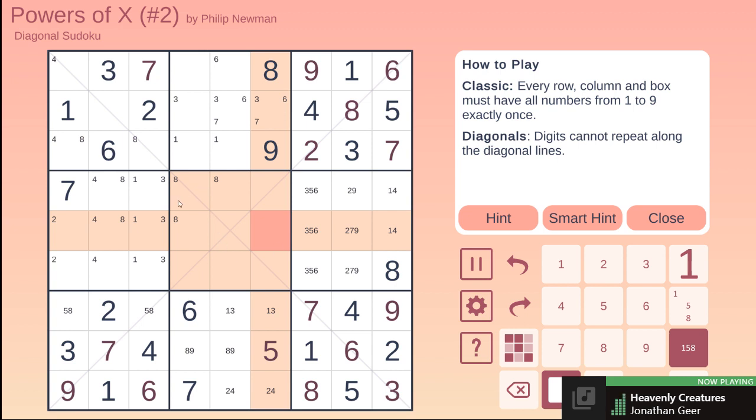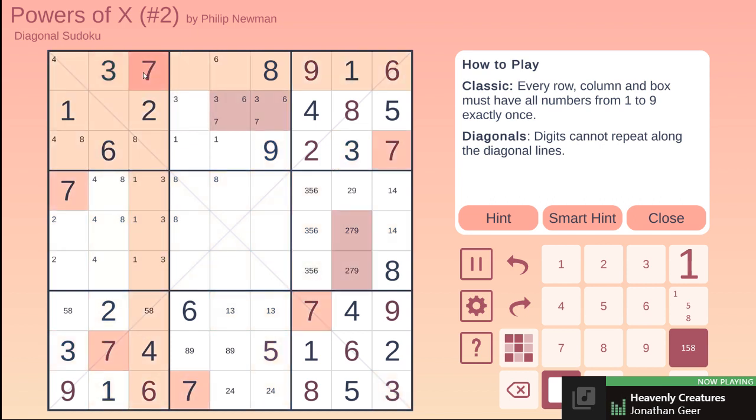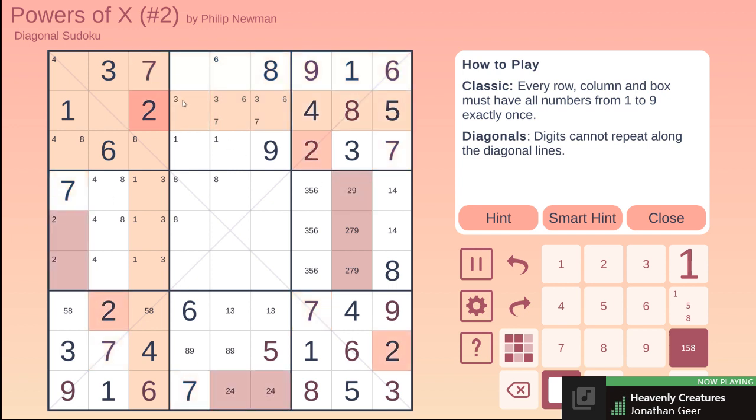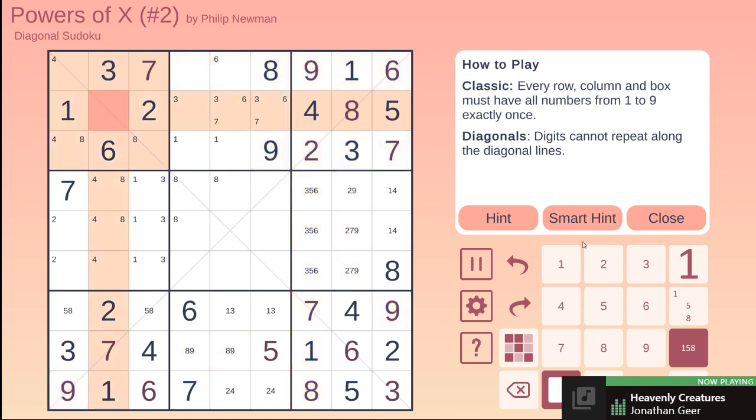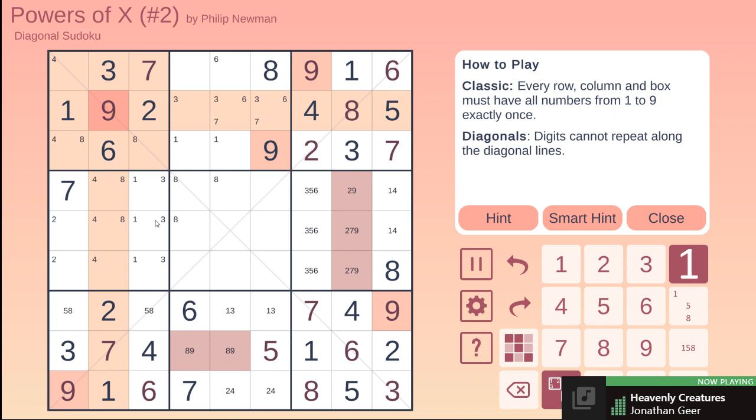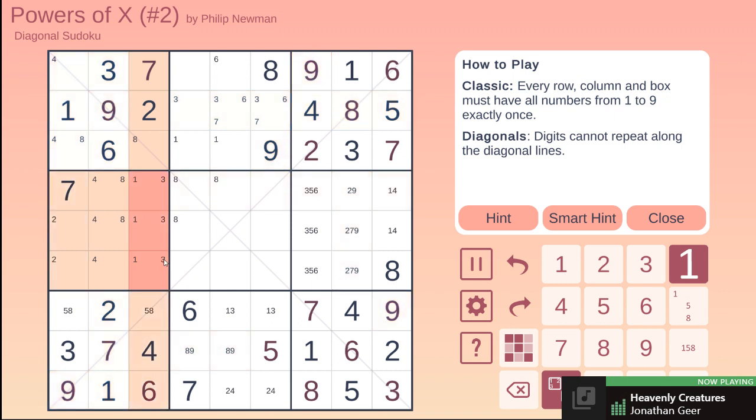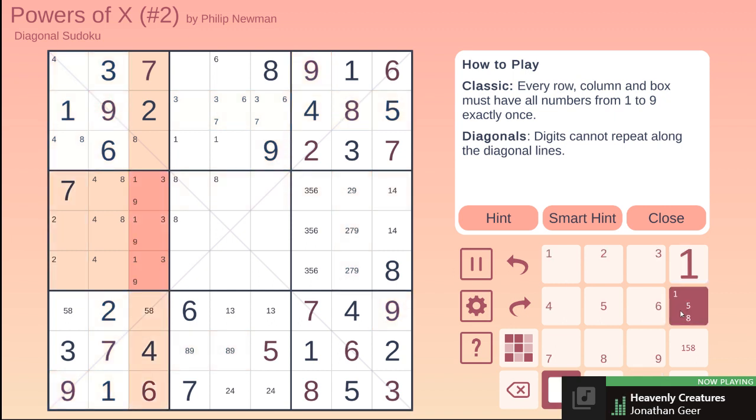Okay. What else is going on? We've basically already dealt with all that. The 9 has to go here. We know this. Which means the 9 goes here. Which tells us this is a 1, 3, 9 triplet.